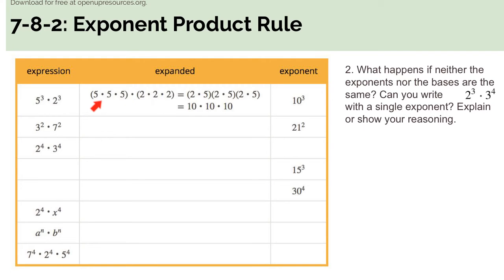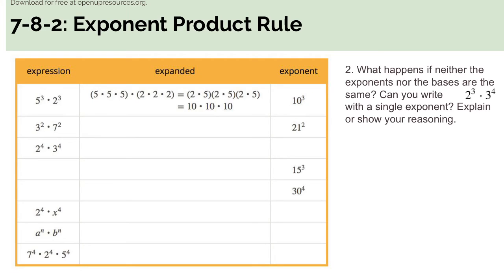This is all being multiplied, and when we have everything being multiplied, we can actually switch the order of things. And so I'm going to rewrite it as 2 times 5 times 2 times 5 times 2 times 5. Notice I still have 3 2's and 3 5's being multiplied. And now I can simplify. 2 times 5 is 10, 2 times 5 is 10, 2 times 5 is 10. And so you notice it's the same as having 3 10's being multiplied, and I could write it as 10 to the third.